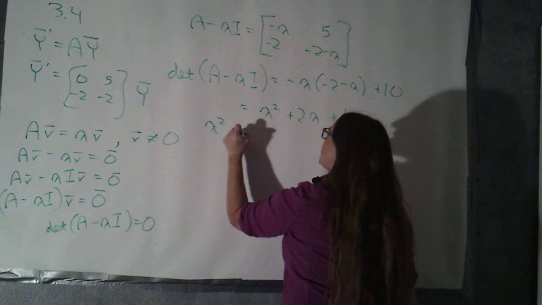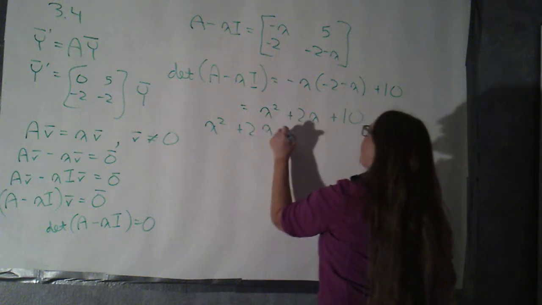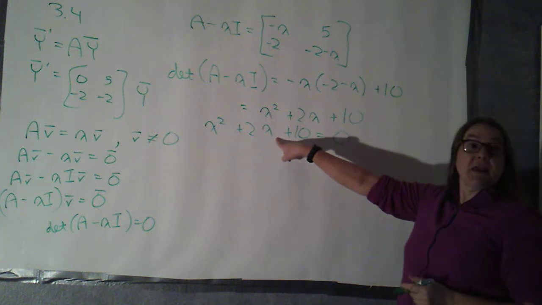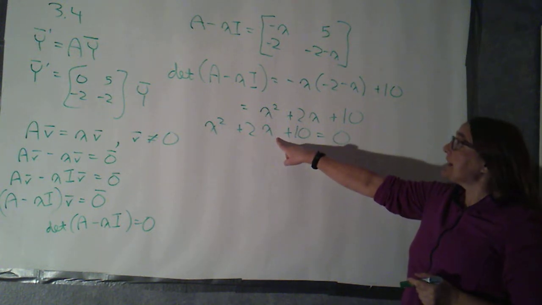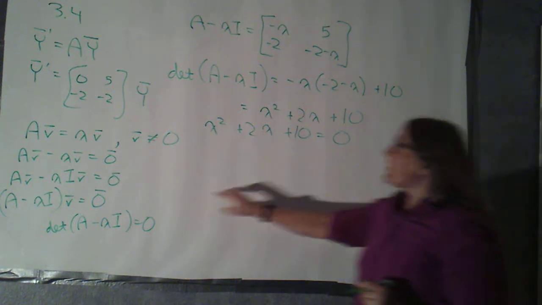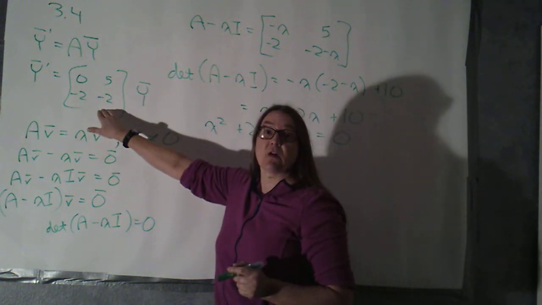Okay. So that's what we call the characteristic polynomial, the determinant of A minus lambda I. The characteristic equation is what I get when I set that equal to 0. Now notice that's always going to be a quadratic equation in lambda, and it's always going to have real coefficients if I started with a matrix that has real coefficients.